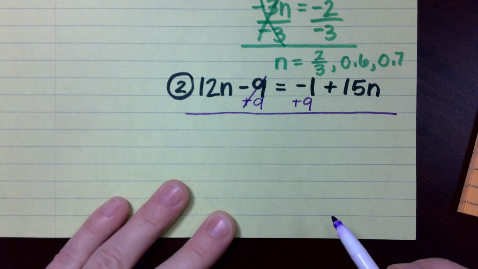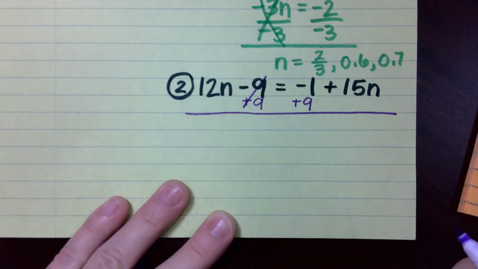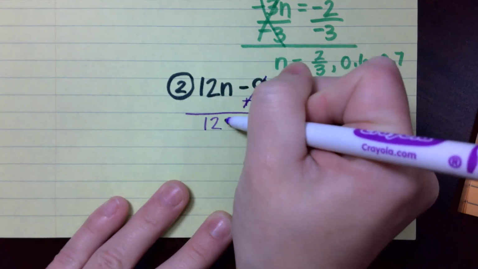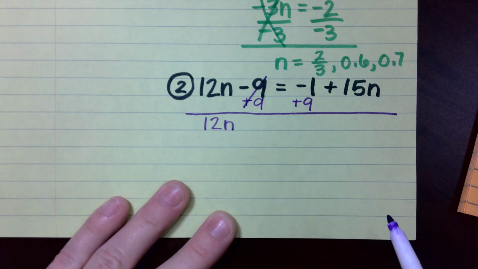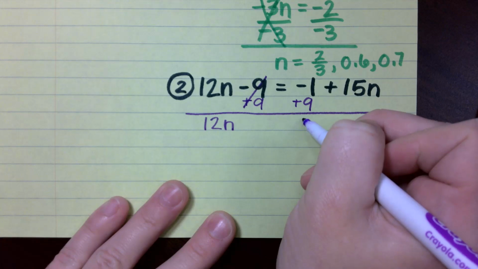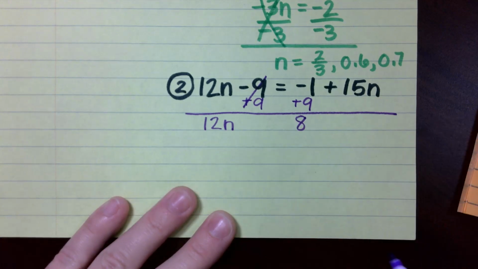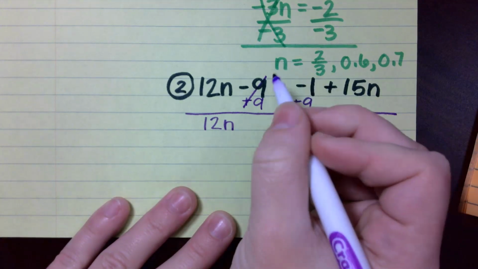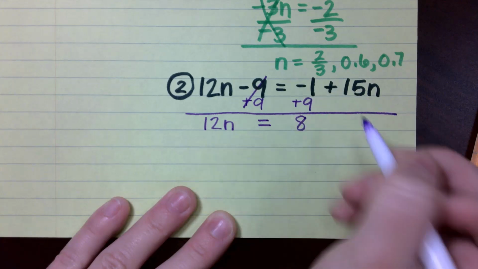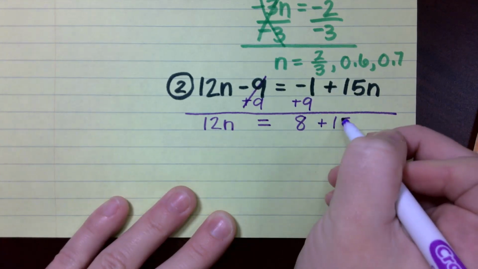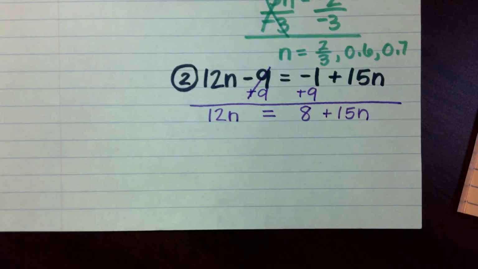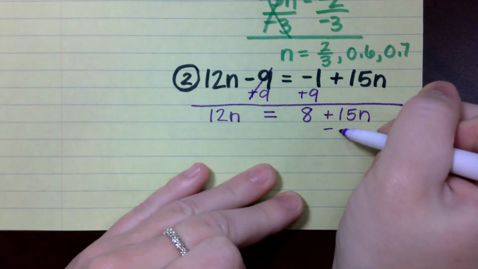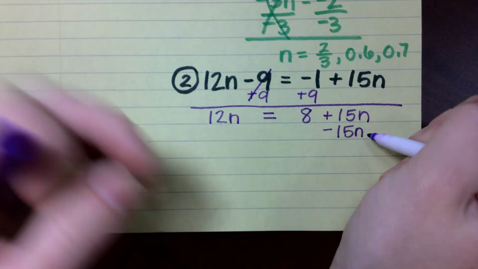Now what do I do? Bring down the 12n. Here, I'll go ahead and write it. 12n, and what did we do here? -1 plus 9? Positive 8. Okay, now what do I bring down? My equal sign and plus 15n. Okay, where do I go from here? Subtract 15n. Yep, subtract 15n. We want to combine our like terms.